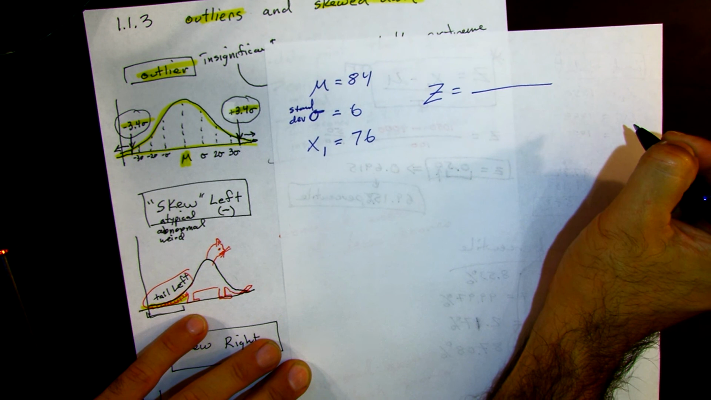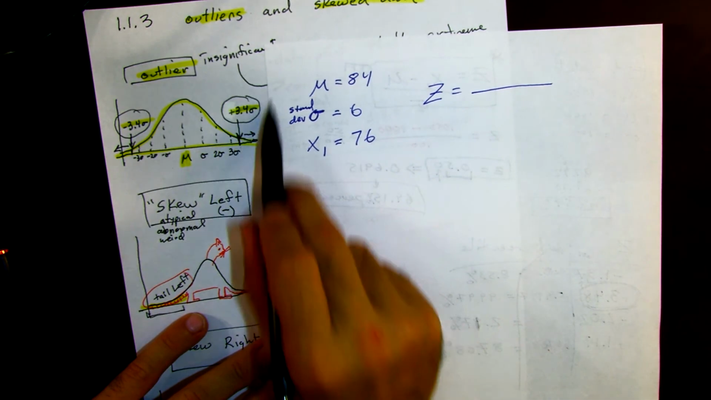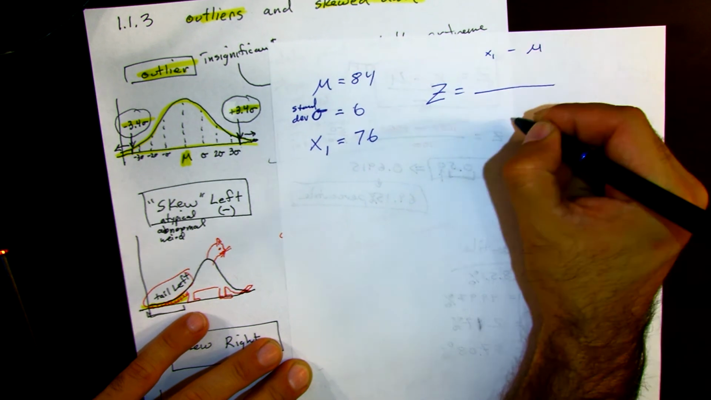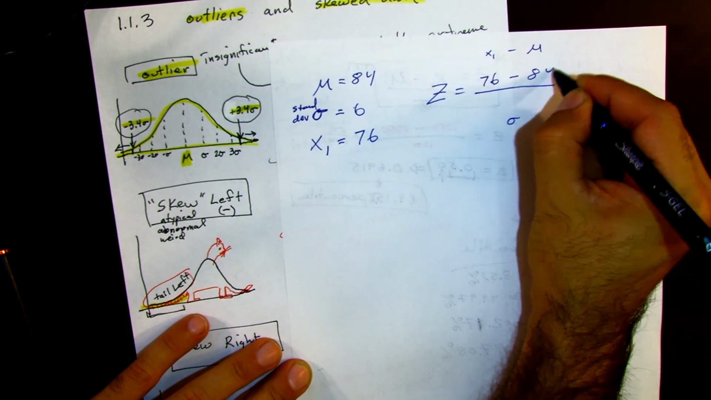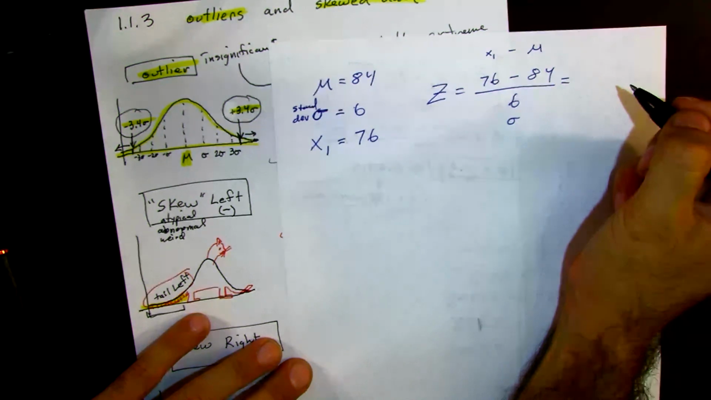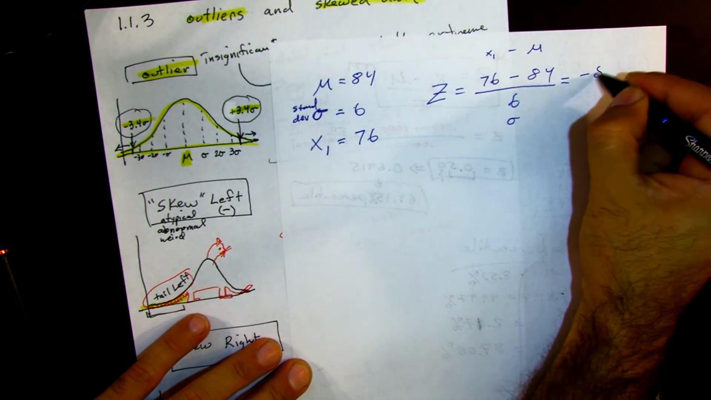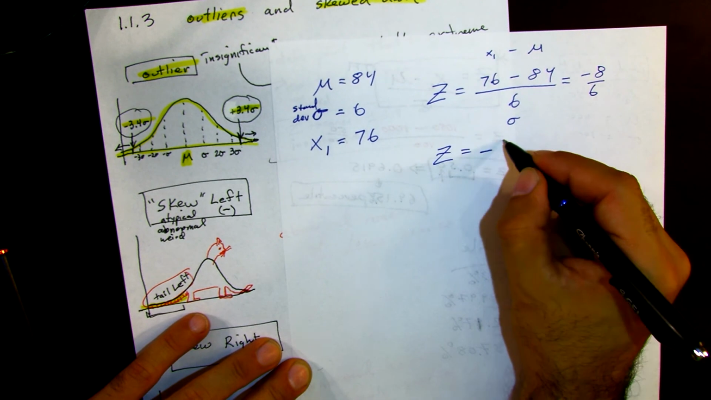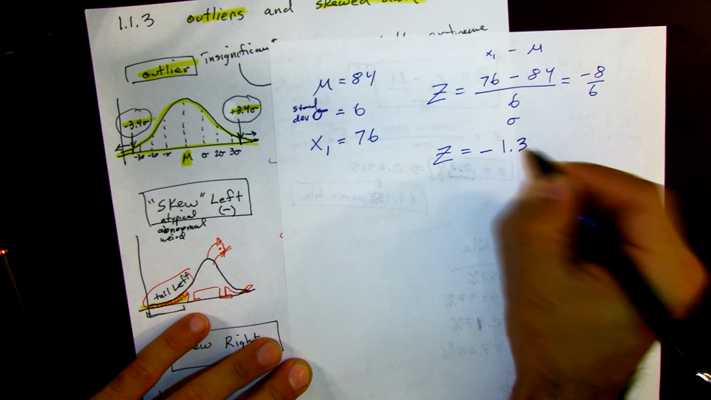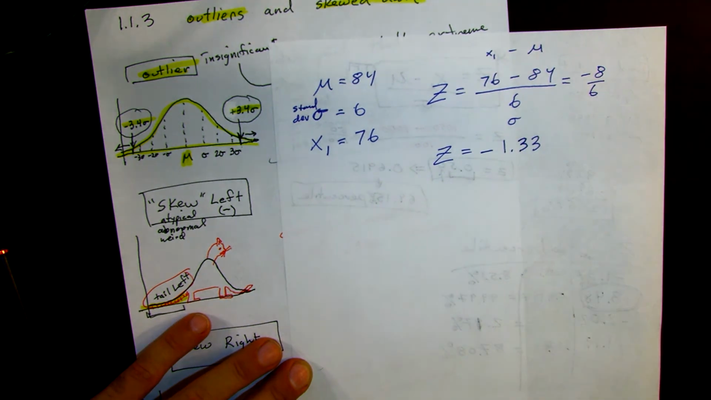Now we're going to do the same thing we've been doing. They're in a different order than how I wrote it last time, but no worries. We know that z equals x sub 1 minus mu over sigma, the standard deviation. So (76 minus 84) over 6. What is that going to be? Negative 8 over 6. So we end up with a z of negative 1.33 repeating. Is that right? Negative 1.33 repeating.